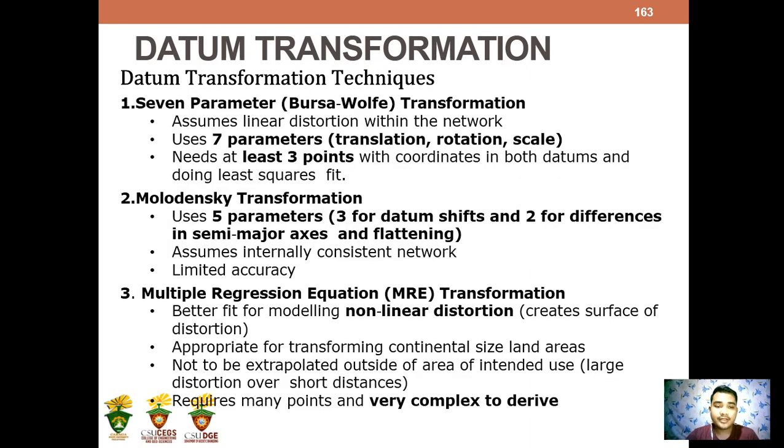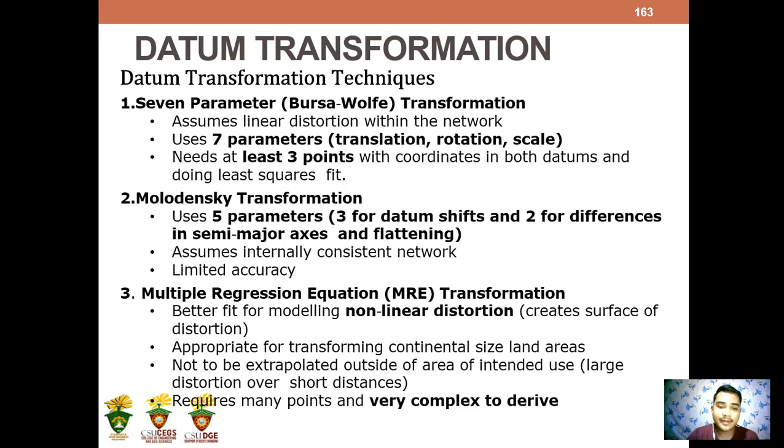So there are techniques, no, on how to transform datum. First is what we call the 7-parameter or Bursa-Wolf transformation. In this transformation, it assumes linear distortion within the network, and it uses 7 parameters, like translation, rotation, and scale. And it needs at least 3 points with coordinates in both datums and doing at least squares fit. No? And we have also Molodensky transformation.